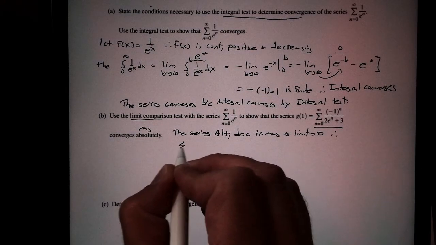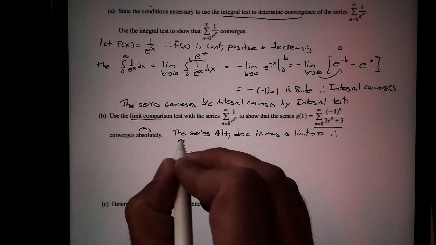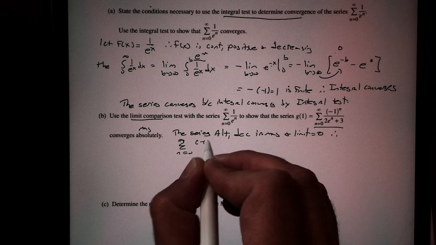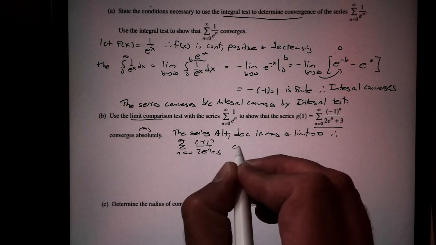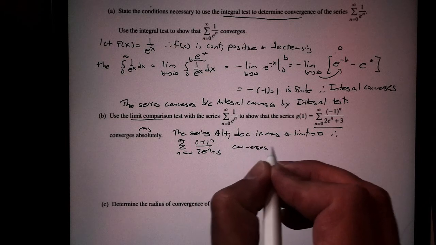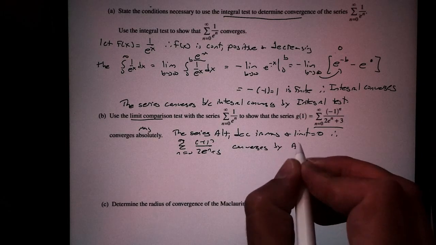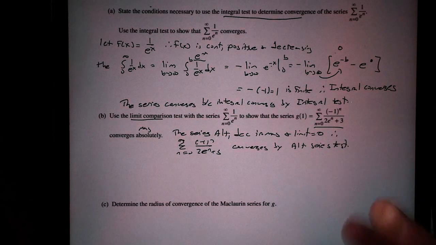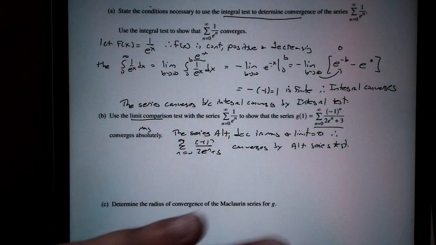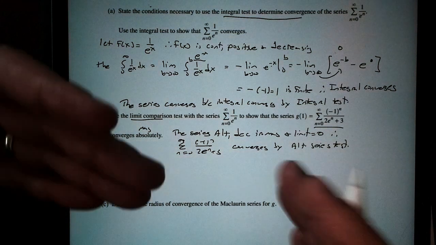Therefore, I know that the series from n equals 0 to infinity, negative 1 to the n over 2e to the n plus 3, converges by the alternating series test. That's all you have to write. Okay, so I know this converges, and now I want to see, will this converge absolutely?